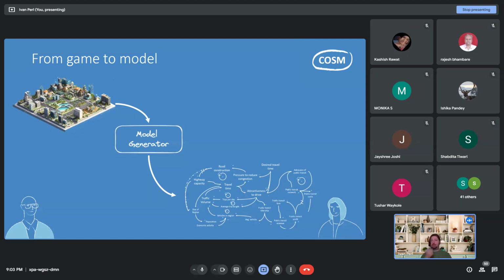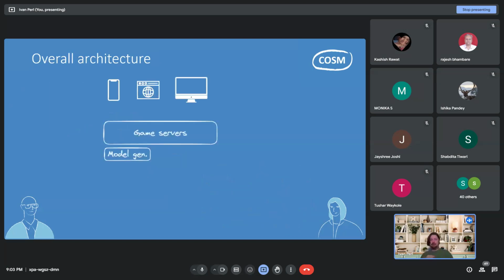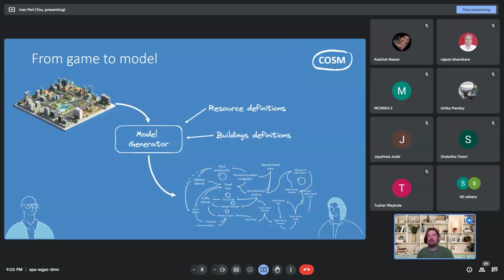To build this model, you need to know several things: the resource definitions, which you have in this world, and the building definitions. So, to know what these buildings are consuming, what they are producing, what kind of resources you have, and so on. I'll come to resources and building definitions a little bit later. I still have some time, I just have 3 more slides, so I'll try to be on time.